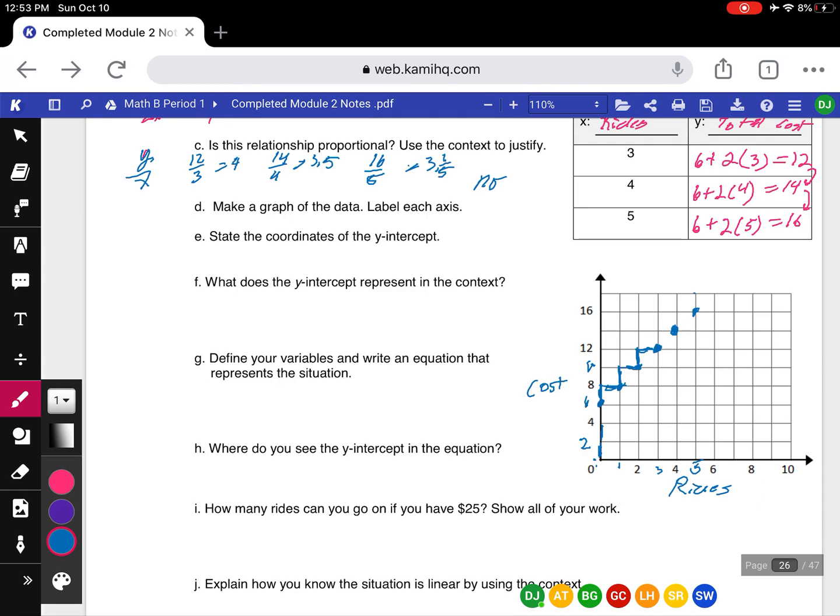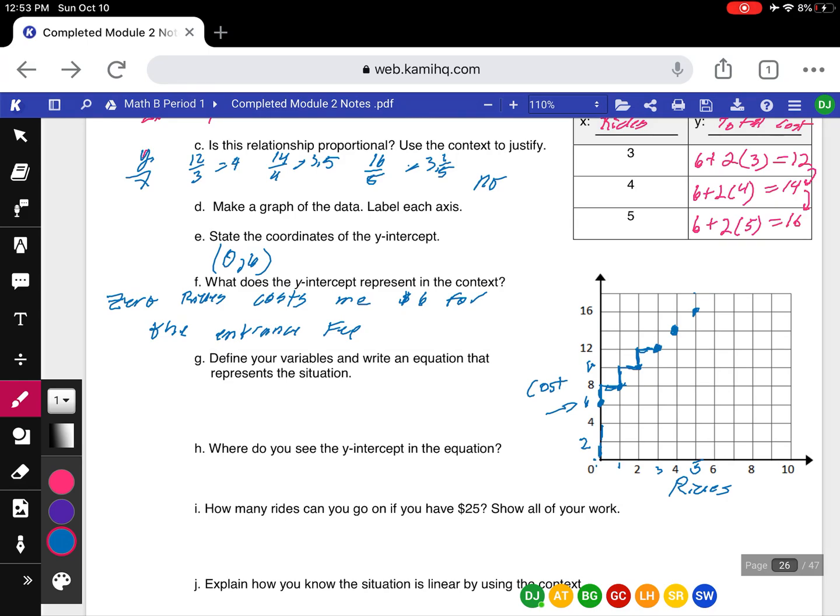Okay, so let's state the coordinate of the y-intercept. And that is here. This is 6. It's (0, 6). And what that (0, 6) represents is that 0 rides costs me $6 for the entrance fee. So it is going to cost you $6 just to get into the park.